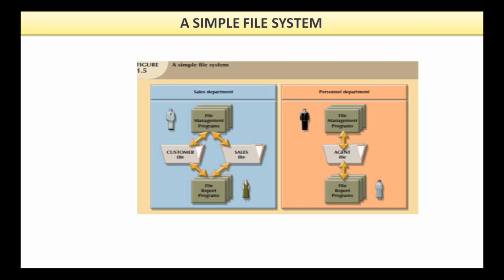Let us observe this diagram: a simple file system in one business organization. In this organization there are two departments, a sales department and a personnel department. In the personnel department, sales agents' information is maintained, and in the sales department, we maintain the data of customers and also the sales of the products. Just observe this diagram, where there are a customer file and a sales file.